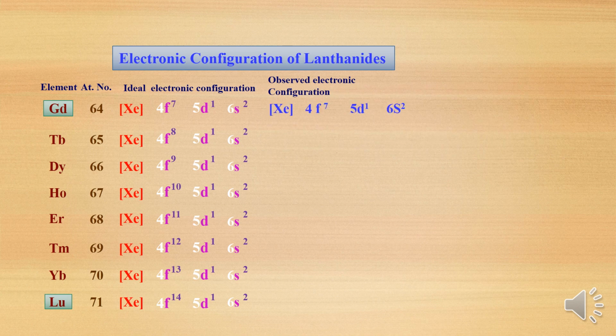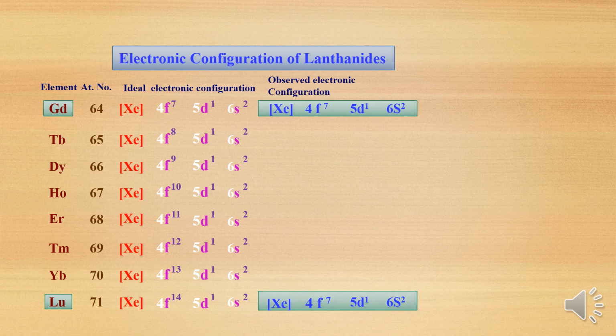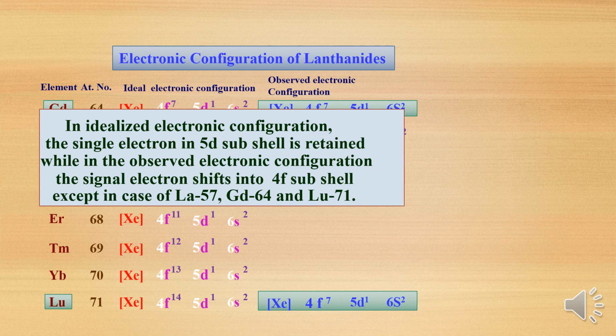You can see the gadolinium electronic configuration: xenon, the nearest noble gas, 4f7, 5d1, 6s2, and lutetium 4f14, 5d1, 6s2. Half filled orbital, that's why extra stability. Now you can see atomic number 65: 4f8, 5d1, 6s2. In this case, what happened? In the idealized electronic configuration, the single electron in the 5d subshell is retained, while in the observed electronic configuration, the single electron shifts into the 4f subshell, except in the case of lanthanum, gadolinium and lutetium. So in all remaining elements, the 5d electron shifts to the 4f.